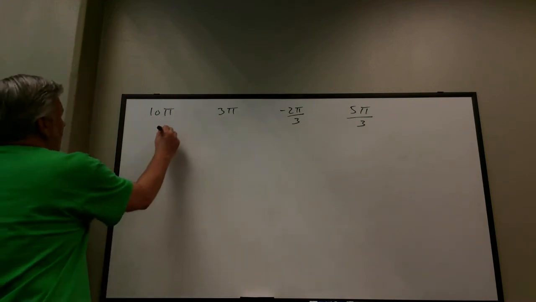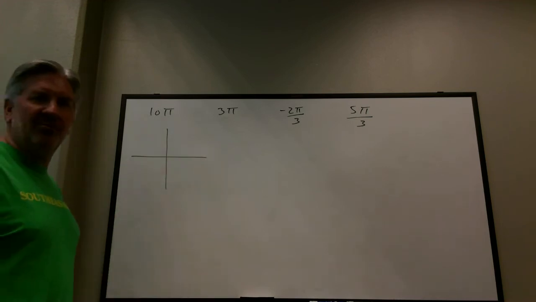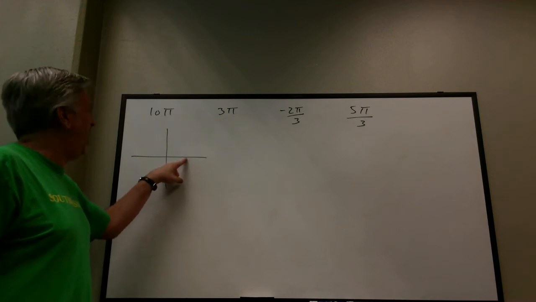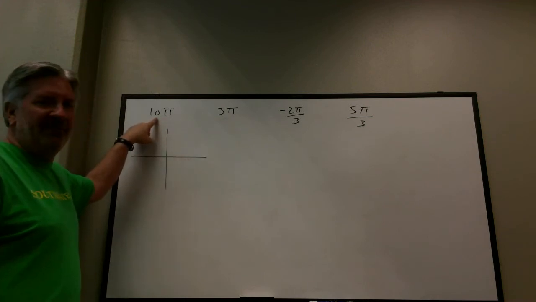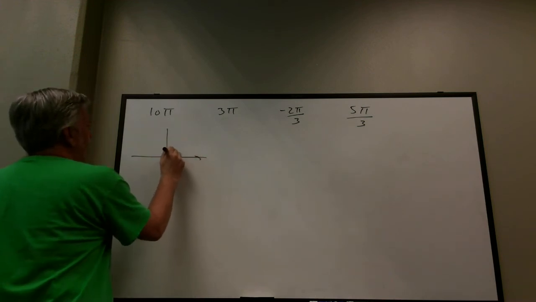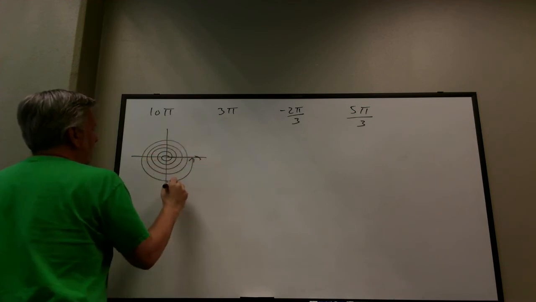Okay, so 10 pi radians. What's the way to think about 10 pi radians? All the way around, one complete revolution, is 2 pi radians. So that's 5 of those. So 10 pi radians is just 5 times around. 1, 2, 3, 4, 5. Done.